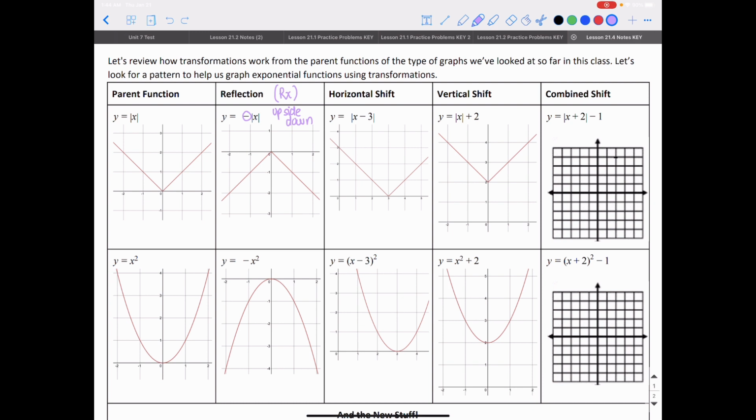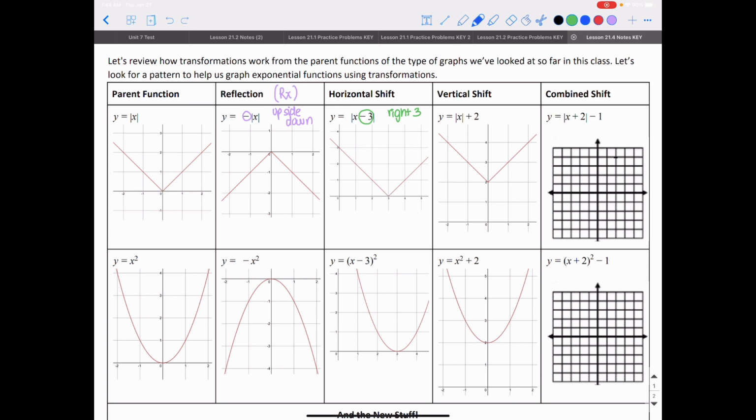If I wanted a horizontal shift, I would add or subtract something inside of the absolute value bars. So if I see that I'm subtracting 3 inside of the absolute value bars, it means I'm moving to the right. And in this case, I'm moving right 3. I can see from my parent function, if I look at the most important point, 0, 0, my vertex, my new vertex is at 3, 0. And that's because I moved the vertex that I started with 3 to the right.